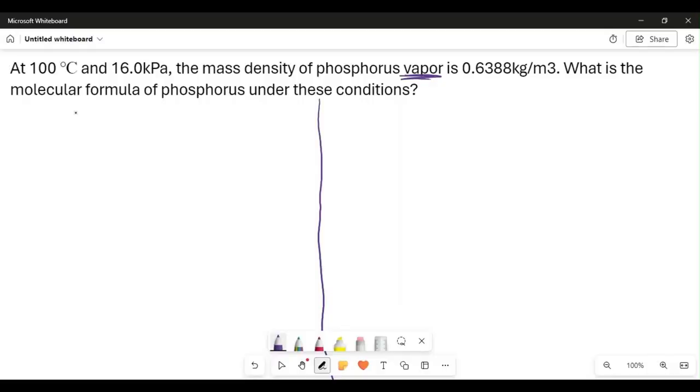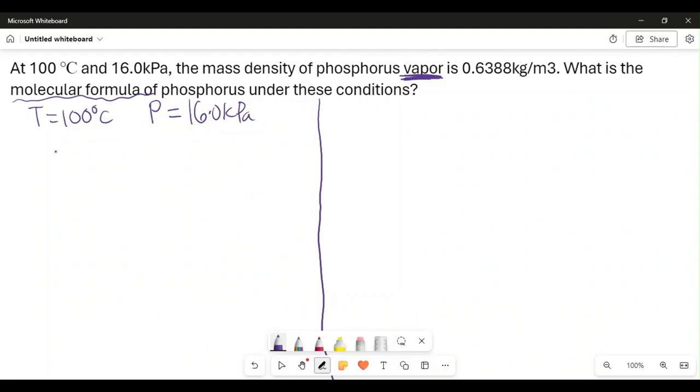Salam and welcome everyone. Today we're going to be working on the question on the screen that says: at 100 degrees Celsius and a pressure of 16.0 kilopascal, the mass density of phosphorus vapor, which is a gas, is 0.6388 kilograms per meter cubed. What is the molecular formula of phosphorus under these conditions? So we're trying to find the molecular formula of phosphorus vapor under these conditions. That is basically what we're supposed to do.